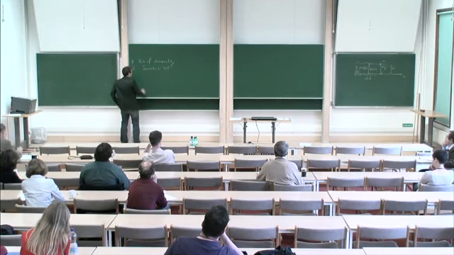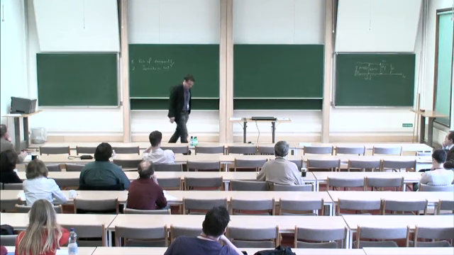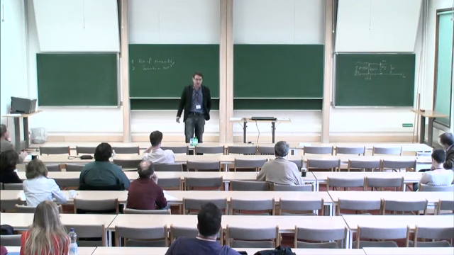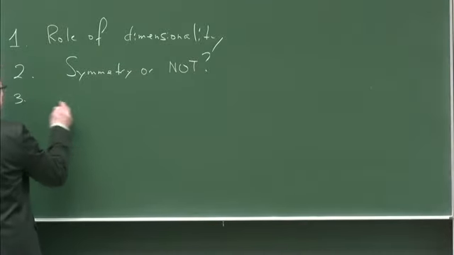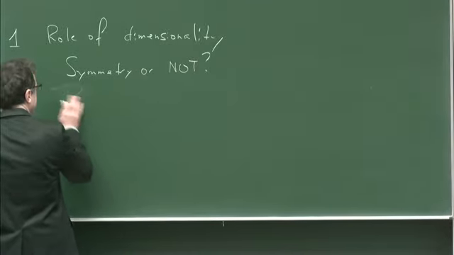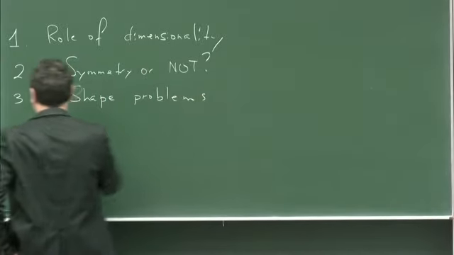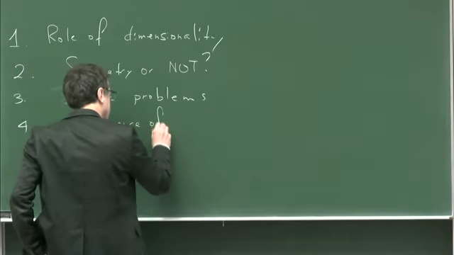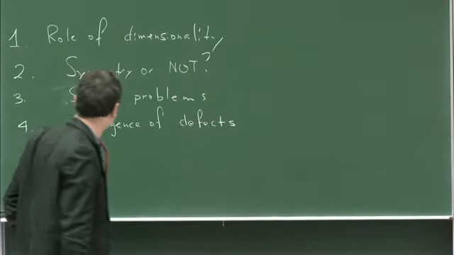And this will lead to some kinds of problems involving shape. And there will also be some problems that involve singularities or defects, where these kinds of objects, you might call them emergent, emerge from the solution of some analysis problem. So shape problems will come in here, and four will be the emergence of defects, topological defects, singularities, zeros, and so on.